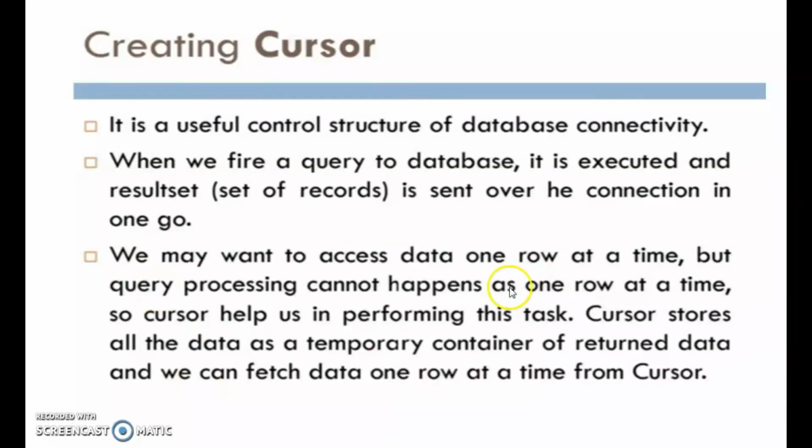We may want to access data one row at a time, but query processing cannot happen one row at a time. So the cursor helps us in performing these tasks. The cursor stores all the data as a temporary container of returned data, and we can fetch data one row at a time from the cursor. Clear? You can access data or records individually only by using the cursor. So we have to create a cursor to read records individually, one by one.